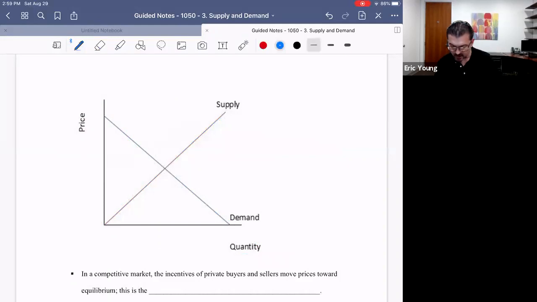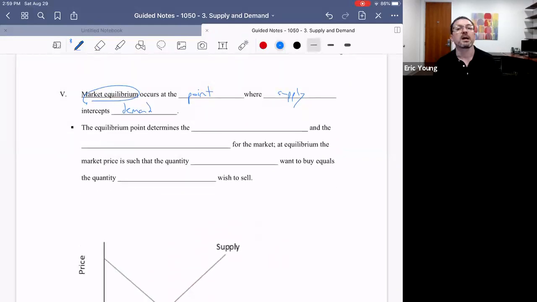Okay, let's go back up here. So market equilibrium occurs where supply equals demand. Critically, this market equilibrium point determines two big ideas, two big values, two big concepts. The market equilibrium point determines the equilibrium quantity and the equilibrium price in that market. We asked this question a while back.